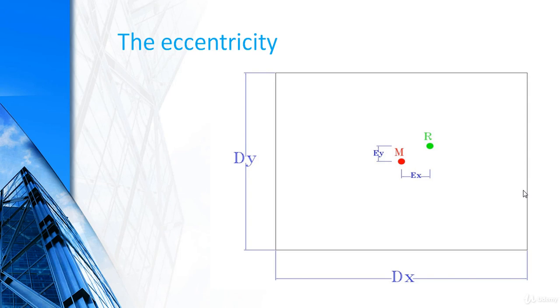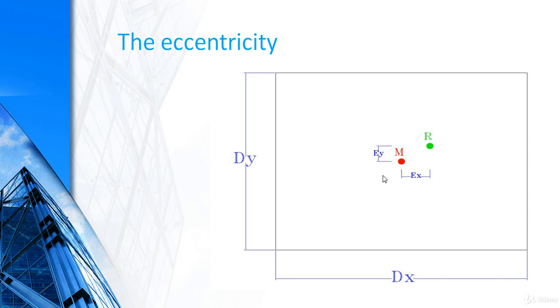In this lesson, we are going to talk about the eccentricity. As you can see here, we have this building with the x and y dimensions. And this building has 2 points. The first point is the center of mass, and the second point is the center of rigidity. The distance between the center of mass and the center of rigidity, Ex and Ey, should be 0.